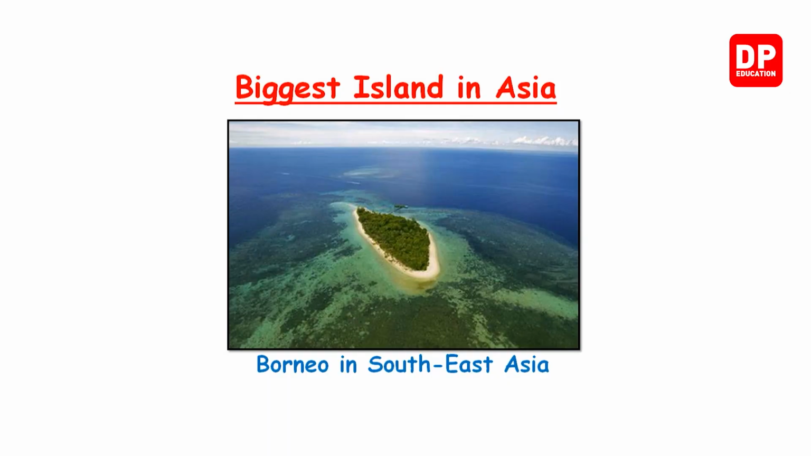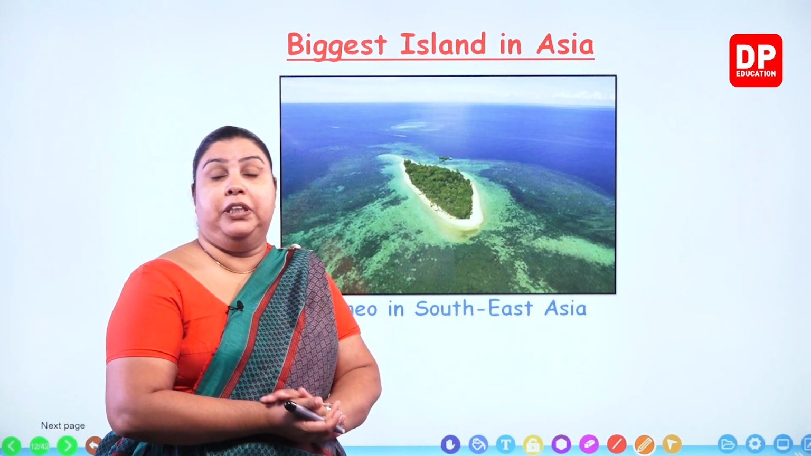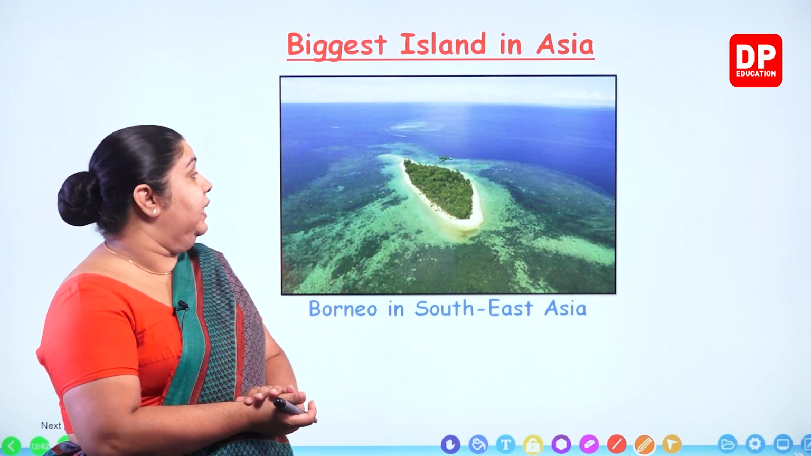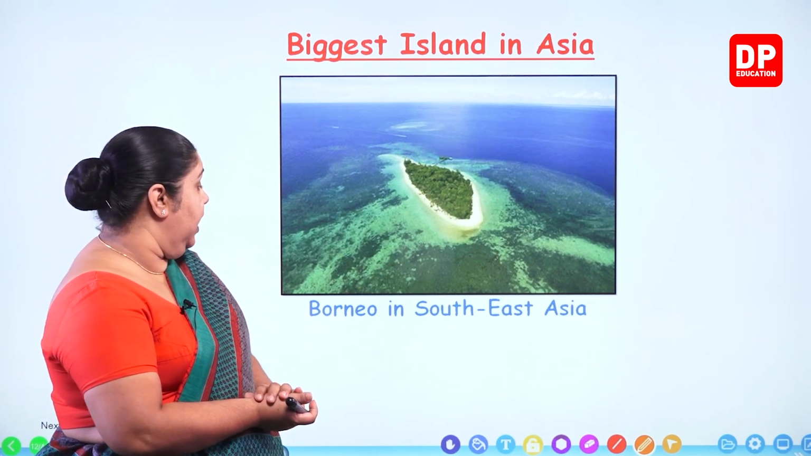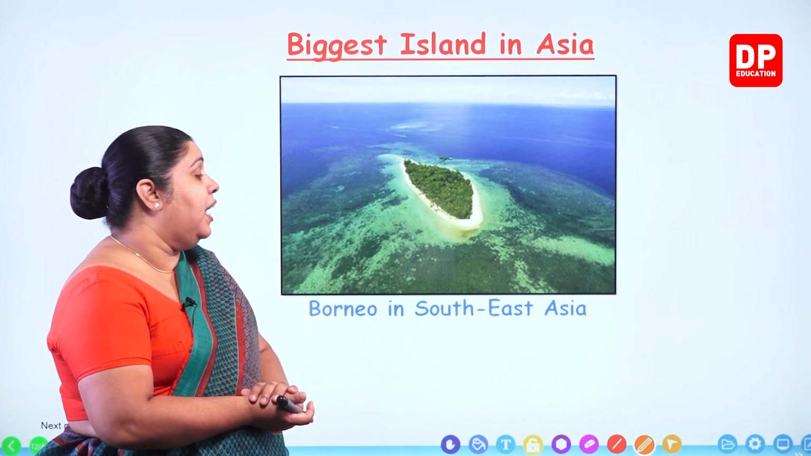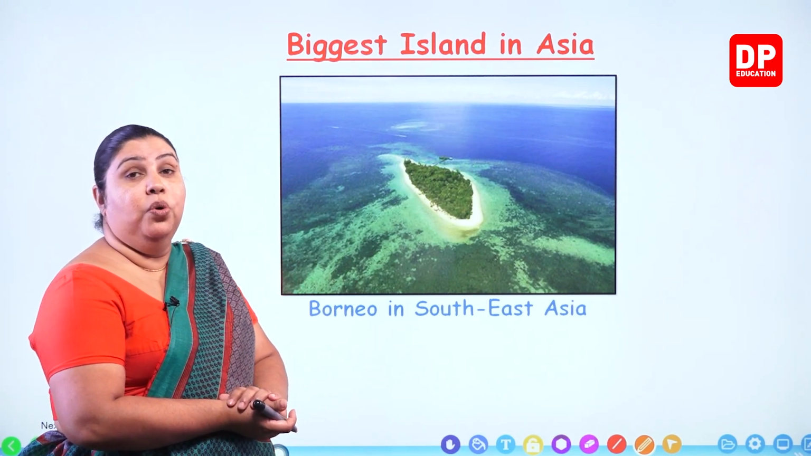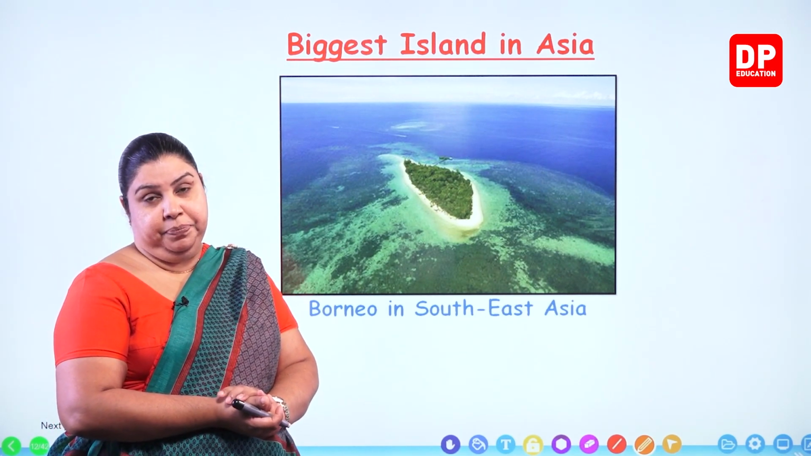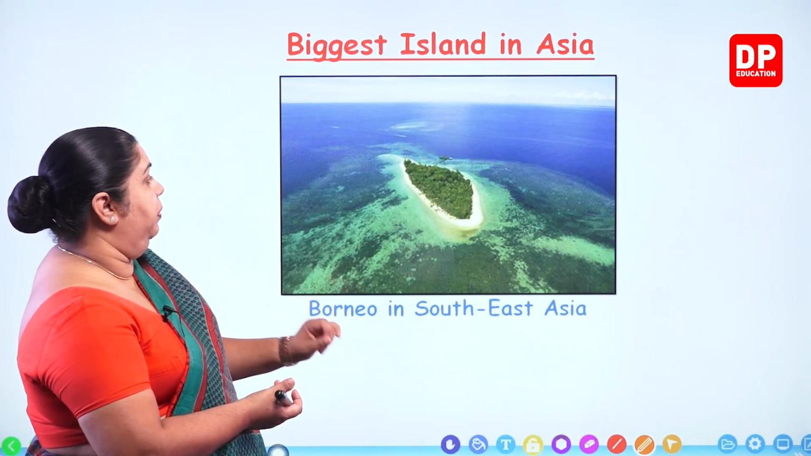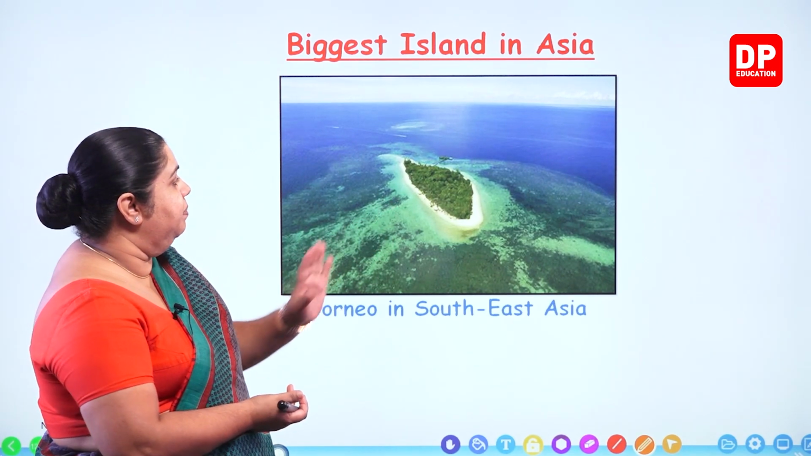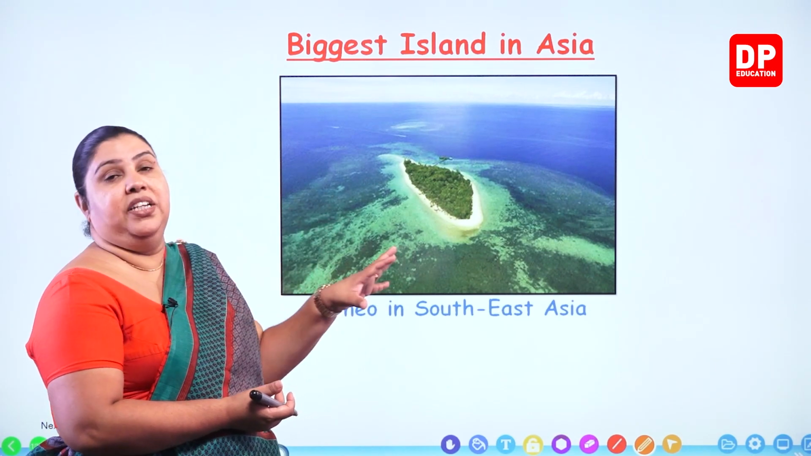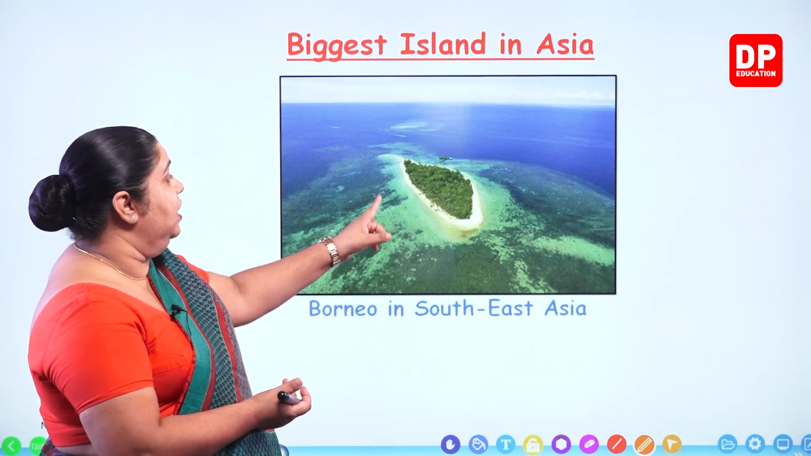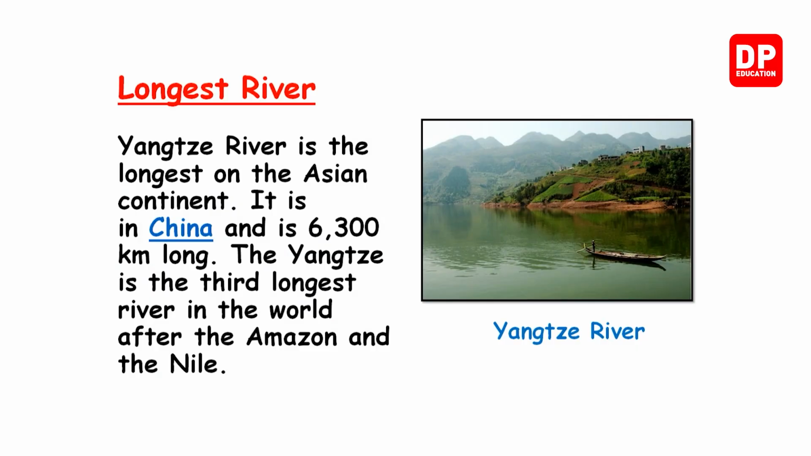Then the next one. The biggest island in Asia. What is the biggest island in Asia? ආසියාවේ තියෙන ලොකුම දූපත පුතේ. Island කියලා කියන්නේ දූපතට. What is the biggest island in Asia? That is Borneo in Southeast Asia. Borneo දූපත තමයි පුතේ අපේ ආසියාවේ තියෙන විශාලතම දූපත. Now this is how it looks. This is the biggest island in Asia. We are talking about the Asian continent. So this is the biggest island.